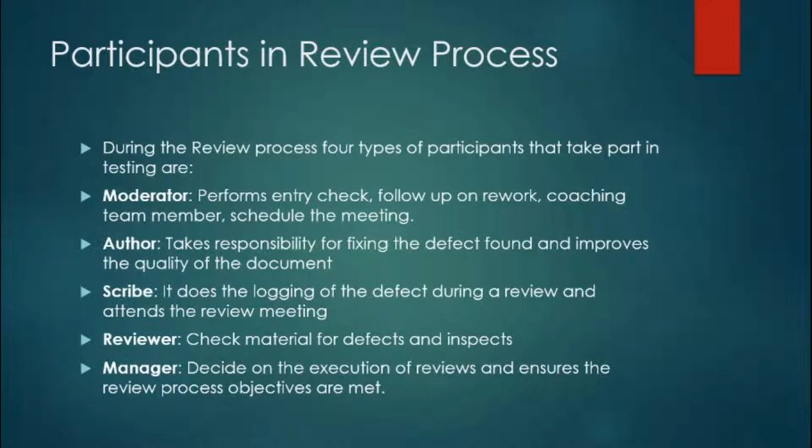The second one is the author. The author is the person who takes responsibility for fixing the defects that are found and improves the quality of the document. As the name suggests, he is the one who has created this document, so he takes responsibility for fixing defects found in the requirement or any other document. The third person is the scribe. The role of the scribe is to log the defects during a review and also attend the review meeting. He is responsible for logging the defects during the review.